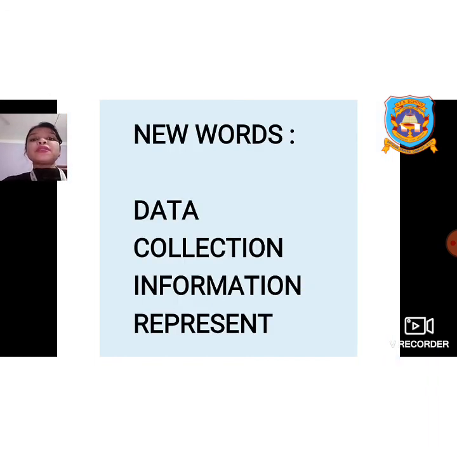The key words which are very important in this chapter are data, collection, information and represent. Data is the number of things that it has got in a group of objects. Collection is the similar kinds of things that are put together. Information we get from data and collection. That means what kind of objects are there and how many objects are there. Represent means how we can represent what is given in the picture.